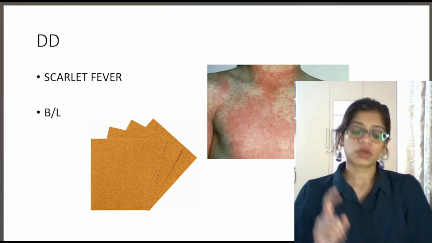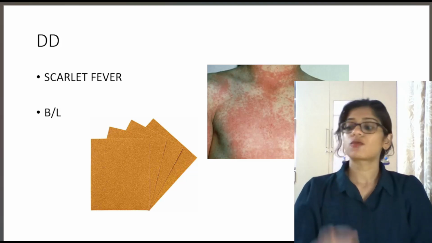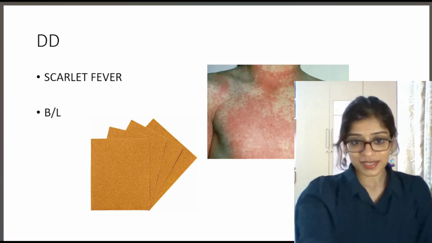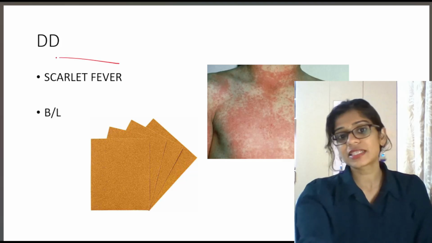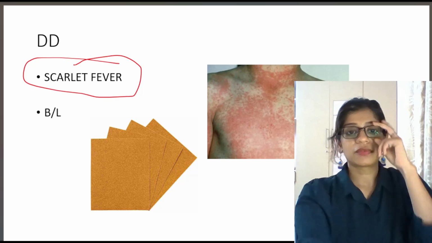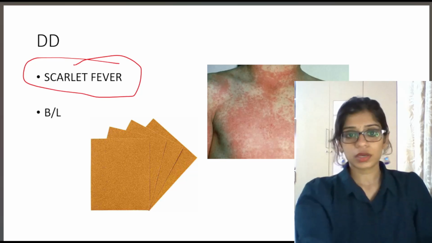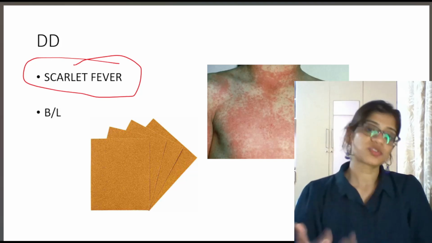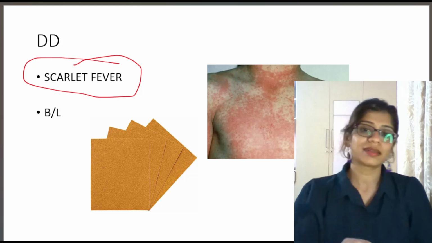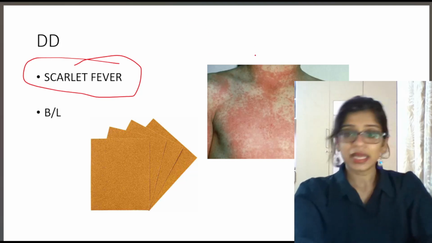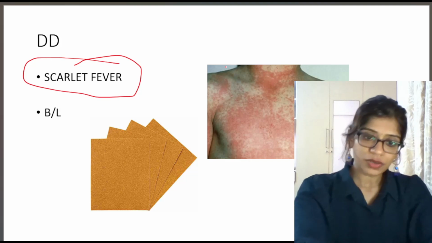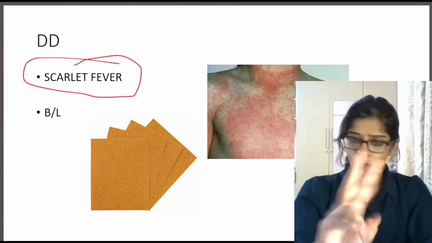Very, very important viva question. What is the differential diagnosis of Kawasaki's disease? The differential diagnosis is something called scarlet fever, and we'll study this in detail. Scarlet fever happens because of Streptococcus pyogenes. It's a bacterial infection. Again, the child will have strawberry tongue. And how you differentiate it is by two things.